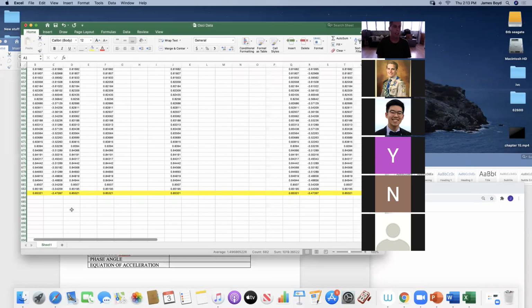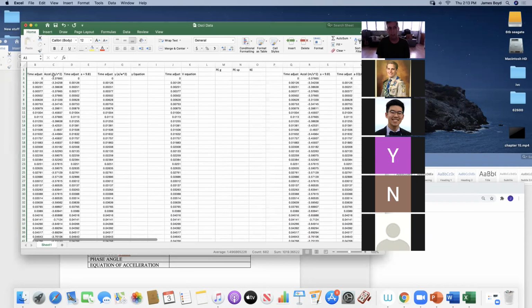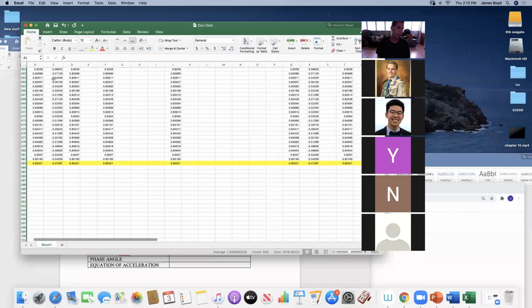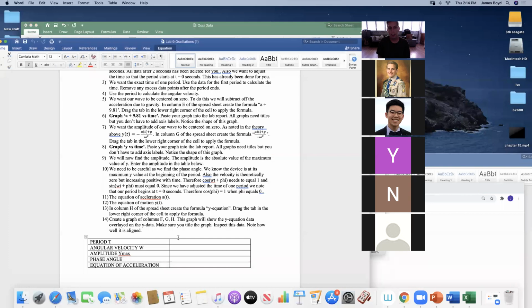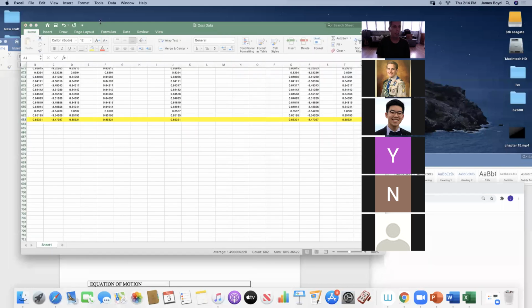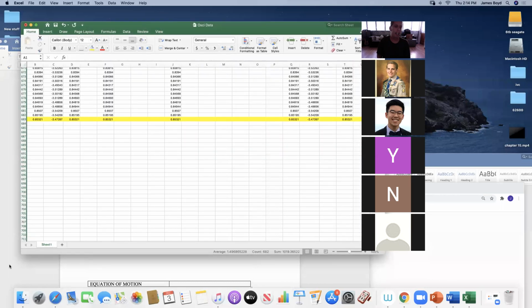So the time of the period is 0.85321 seconds. That is the time in column B that we normalized to a time of 0 to start with. And we chose kind of around when we thought that crest ended. So in this data table, which you will turn in your final thing, the period here, I would write 0.8532, I guess, seconds.